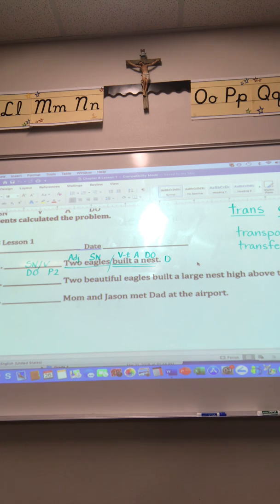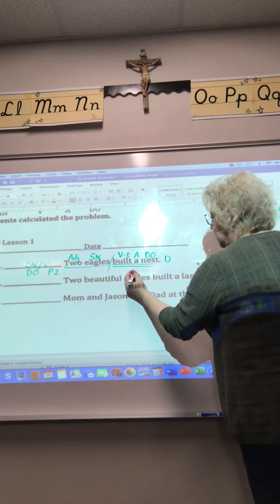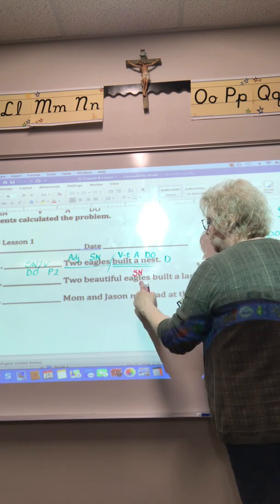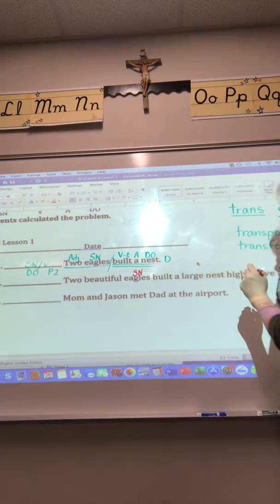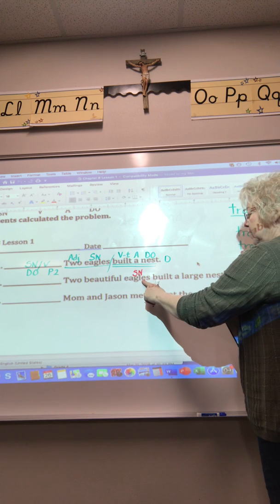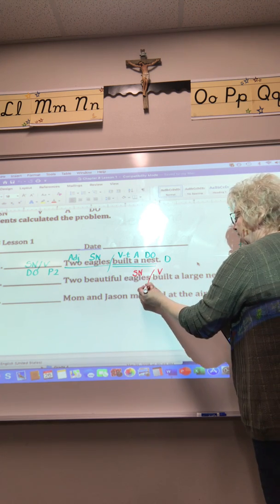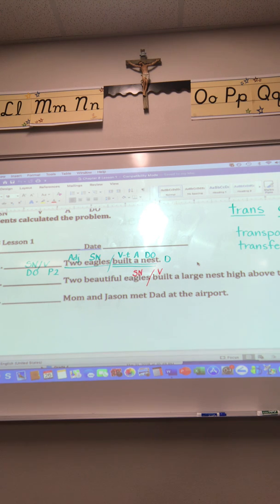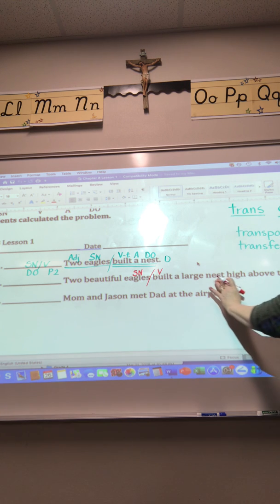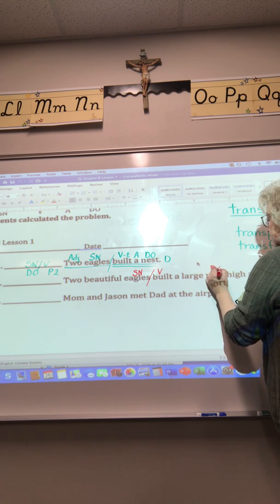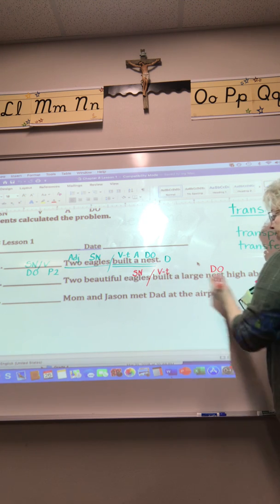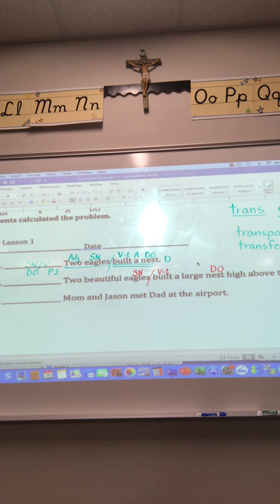Read it with me. "Two beautiful eagles built a large nest high above the river." So now we ask ourselves, who built? Well, we know eagles built. So eagles is our subject noun, and we ask now, what did they build? Well, what did the eagles do? Eagles built. So now we know this is our subject noun and our verb. Now, is there something that received the building? Yes, it's nest. Nest is our direct object. So then we come back and we make this verb transitive because now we know what they built.